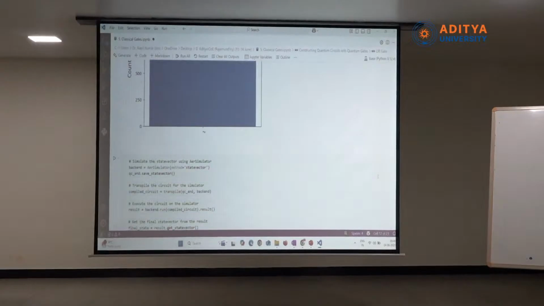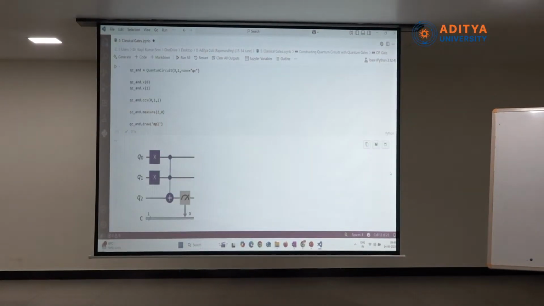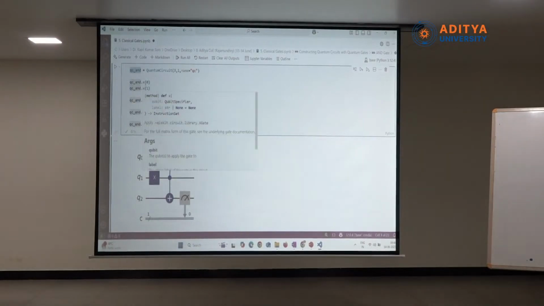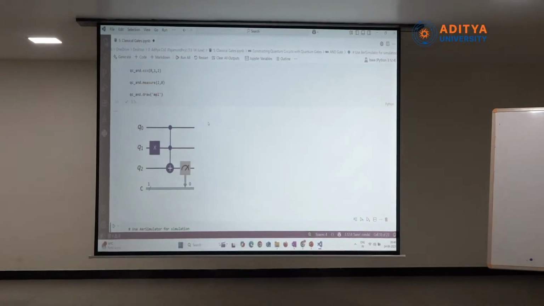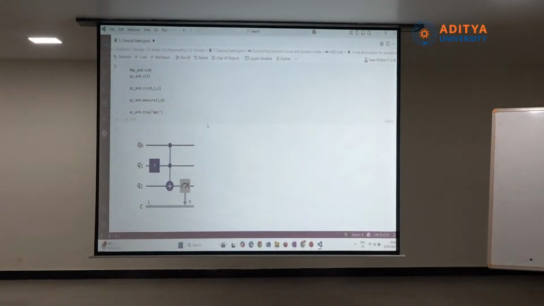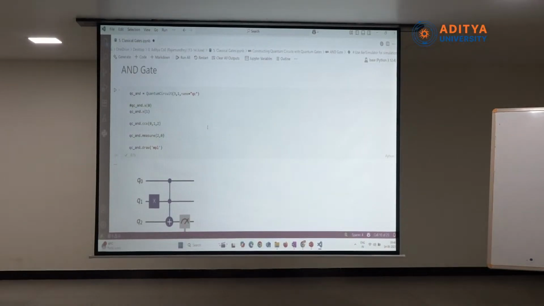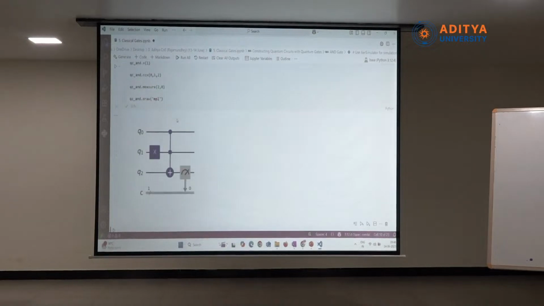Let's change the input. Suppose I am not applying any gate on the first qubit. So now the input becomes 0 1, because the uppermost qubit, whatever we have written with the index 0, shows the LSB. So now at the LSB side we have set 0. So for 0 1 the output should be 0 anyways. So let's proceed again.